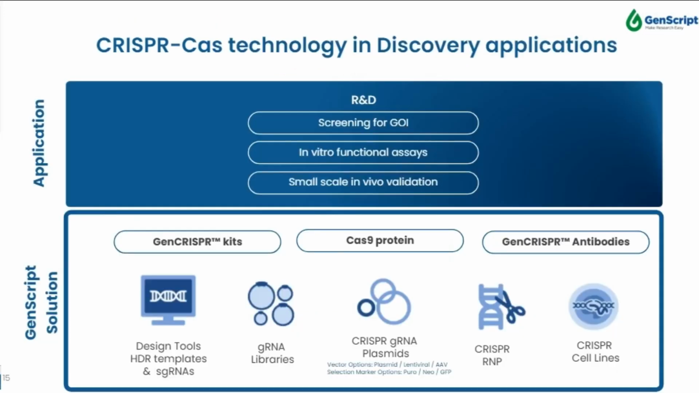CRISPR technology finds widespread application in various domains, and for that it requires various CRISPR tools. GenScript offers a wide range of reagents and services that can be used for CRISPR-Cas technology in discovery applications. These reagents and services are designed to help researchers in various aspects of CRISPR-based experiments. And here some of the reagents and services that GenScript provides are mentioned, which include the gRNA design and analysis tool, sgRNA synthesis, Cas9 protein, CRISPR plasmid and vector, CRISPR library, gene knockout service, etc.